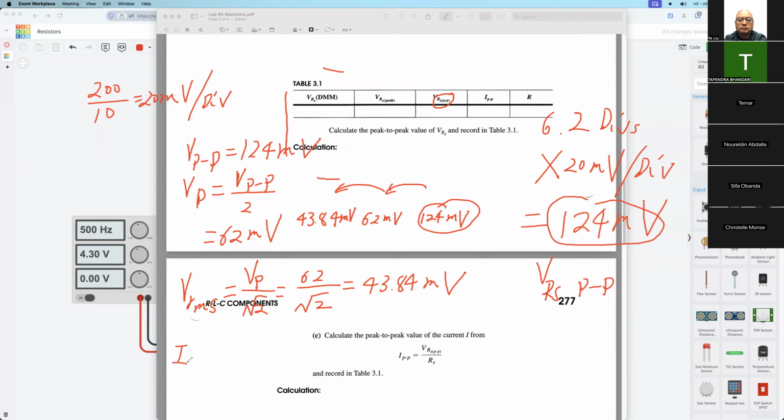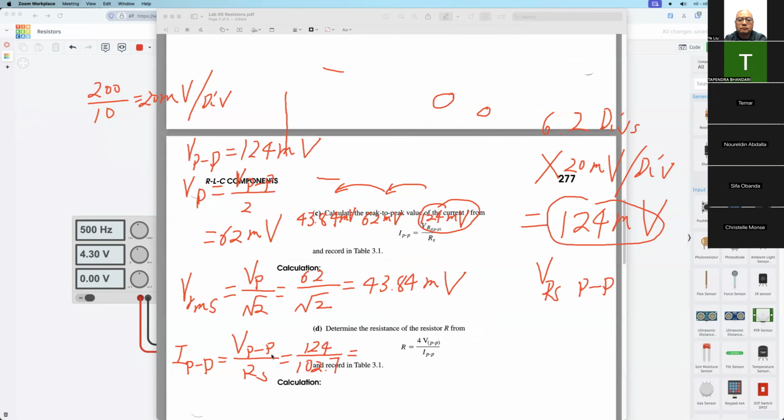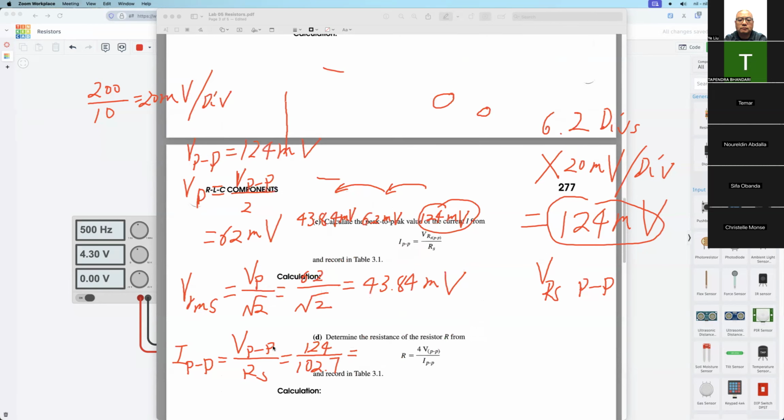Then we will get the peak to peak value divided by RS, which equals 124 divided by 100 and 2.7. Then you will get a number, right? Then put it in this place, peak to peak value. So this one I don't do the calculation. So actually, when you do the lab, you can do this.